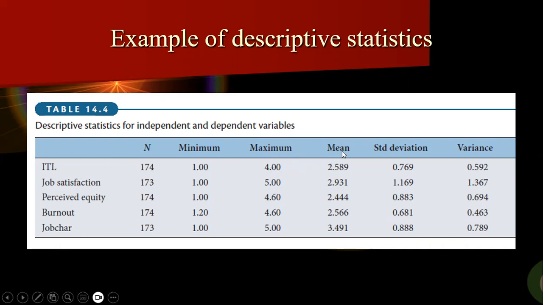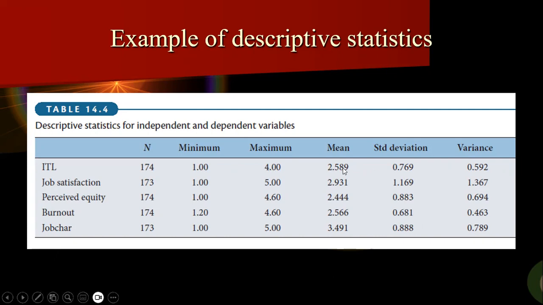Next is the mean. Mean shows the average value, and the average value of the ITL is 2.589, which shows the central tendency of the distribution of ITL. In the whole distribution, the average value is 2.589 with the minimum value of 1 and the maximum value of 4.